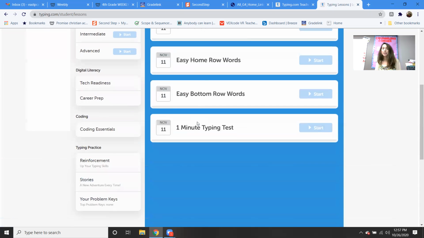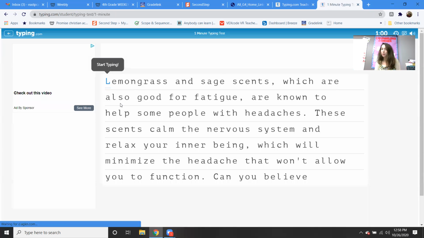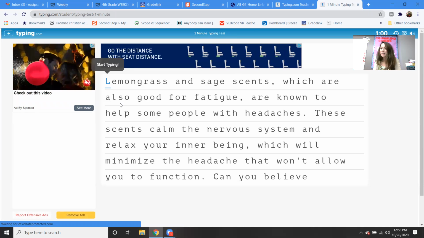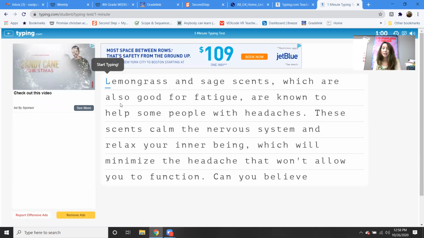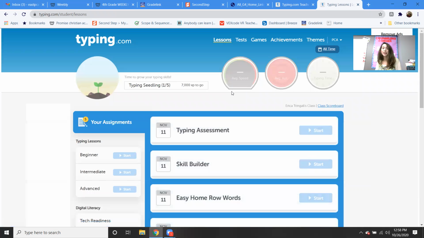And then this week we're doing a 1-minute typing test. So you're just typing for 1 minute. It's 1 minute of typing. Guys, if you can't get the 1-minute typing test done, then I don't know. That just makes me really sad because it's 1 minute of typing. So there really is no reason why you shouldn't be able to get all of these assignments done.